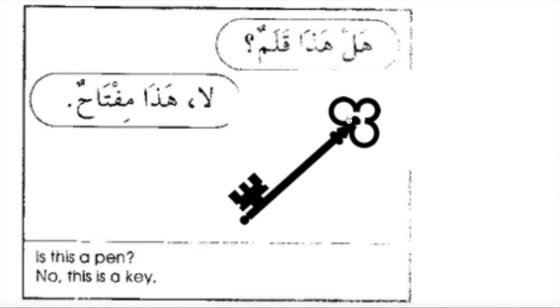Let's say, hal hadha qalamun. Is this a pen? Do you think this is a pen? So what do you answer? Do you say yes or no? You say no. What does no mean? La. And then you have to give a right answer. So what is the right answer here? La. Hadha miftahun. Do you say hadihi? No. Very good. Why? Because this is masculine. Did you get that? Very good. MashaAllah.